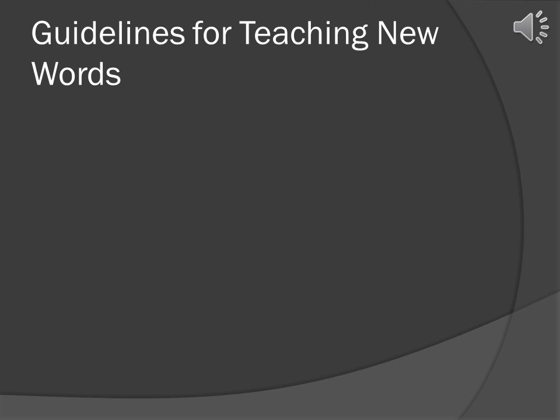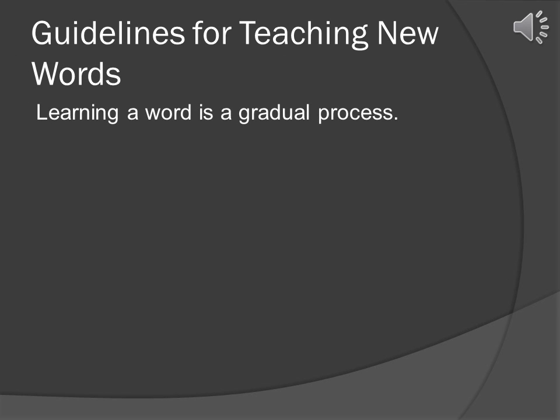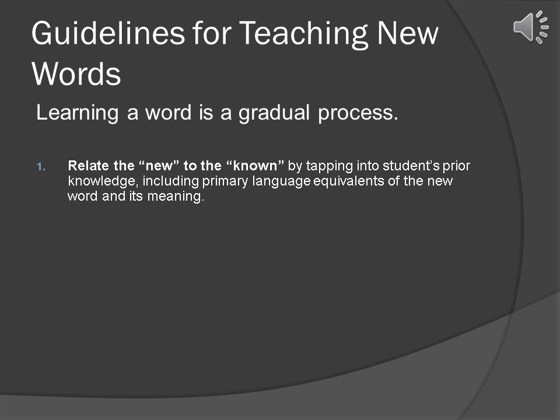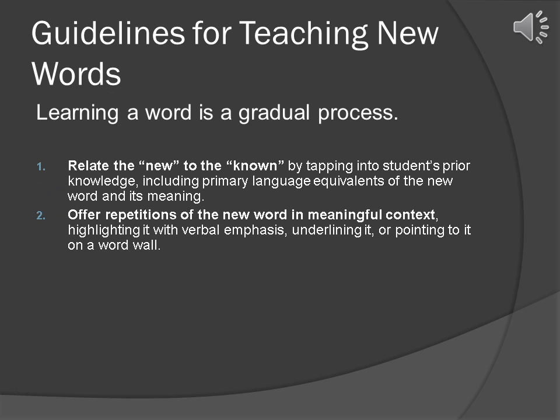Guidelines for teaching new words. Remember, learning a word is a gradual process. 1. Relate the new word to the known by tapping into the student's prior knowledge, including primary language equivalents of the new word and its meaning. 2. Offer repetitions of the new word in meaningful context, highlighting it with verbal emphasis, underlining it, or pointing to it on a word wall.